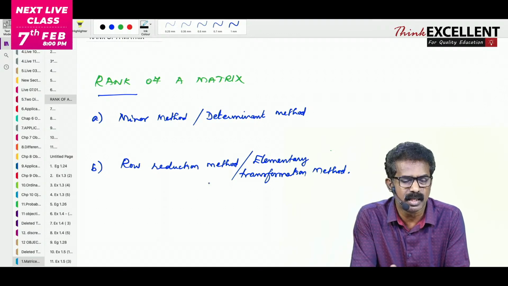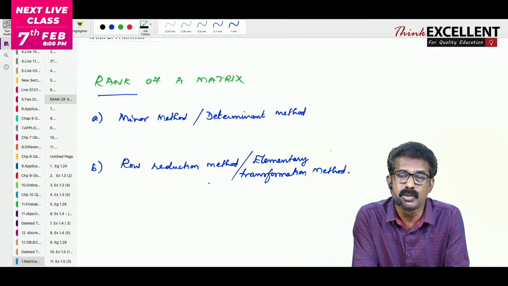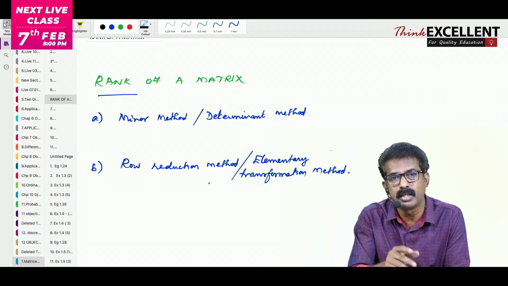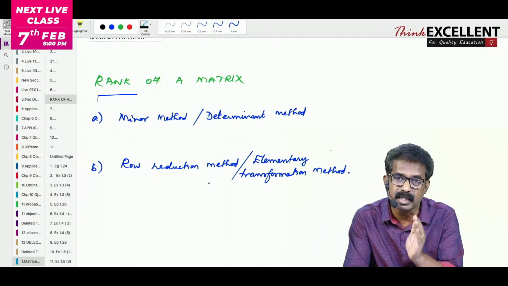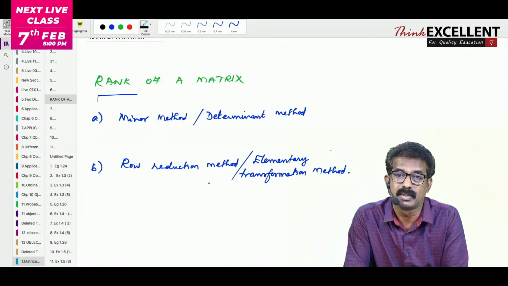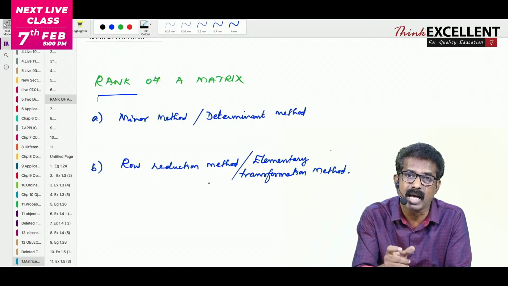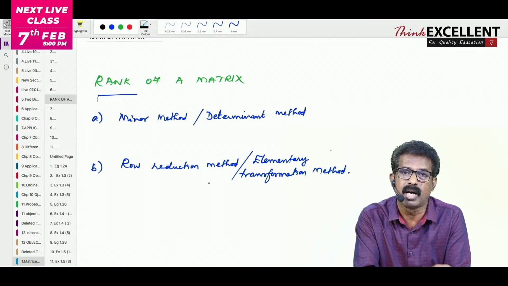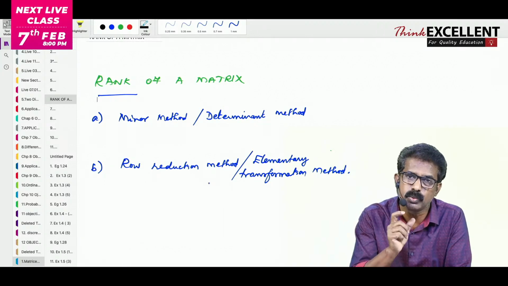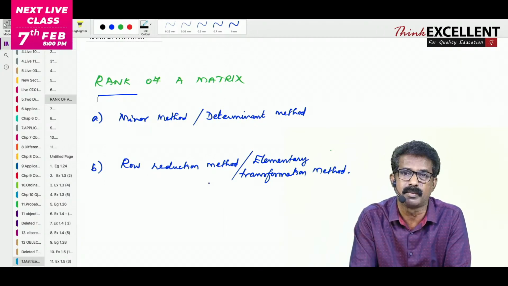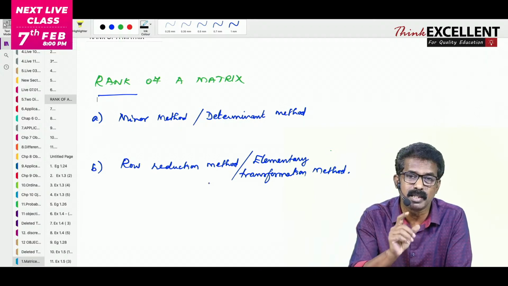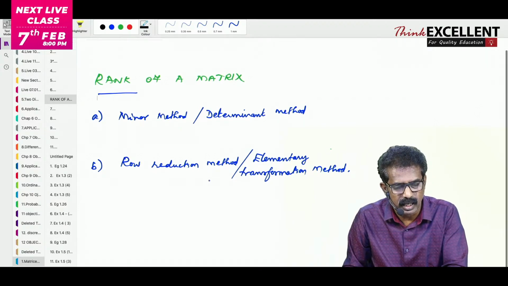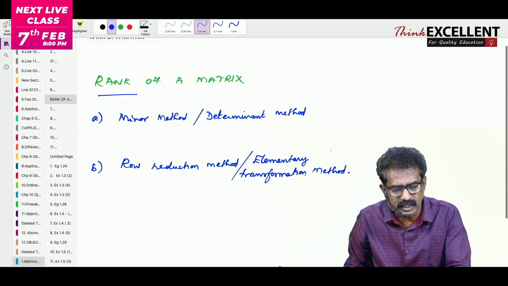You may think, sir, they only ask for the rank, so any method can be used. No, sometimes they specify. The book has given both methods. Using the minor method, they did some questions, and there is an exercise part. Sometimes they specify, find the rank using the determinant method or the minor method. You have to use only that method, then only they will give you marks. If nothing is specified, you can use any method. But remember, the minor method is very easy. I'll tell you what it is, then I'll teach a few sums. First I'll explain both the methods.